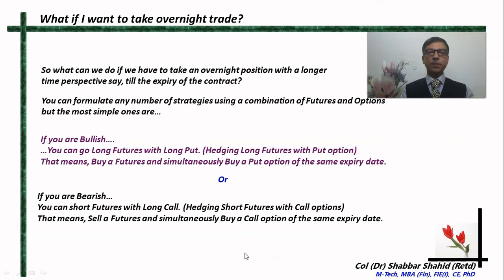Or if your perspective is bearish or your analysis tells you that the price is going to fall in the near future or before expiry, in that case what you can do is you can short futures with long call. It is also called as hedging short futures with call options. Primarily what you do here is that you sell futures contract and simultaneously buy call option of the same expiry. That means you are selling futures because you want the price to go down, but just in case the price goes up, then the call which you have purchased, the call option, that will save you.